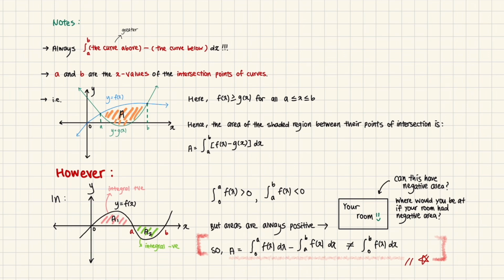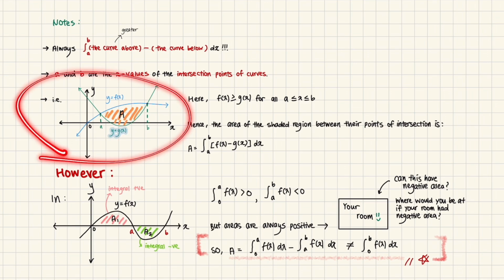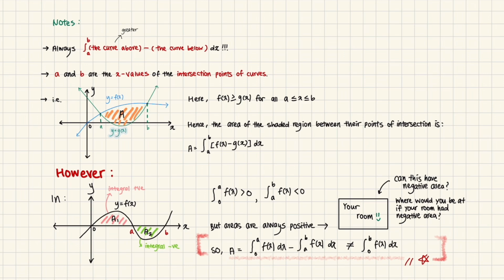First of all, when there are two curves and we have to find the area between the two curves, like this one, we see that the curve above is the blue curve and the one below is the green curve. So we always integrate the graph above minus the graph below. So how do we know if it's below or above? Because this one's above, this one below.